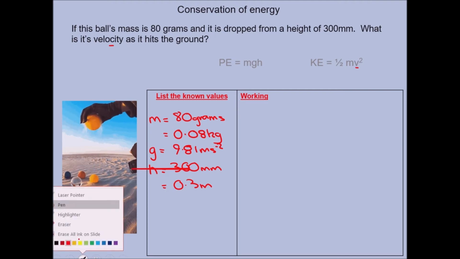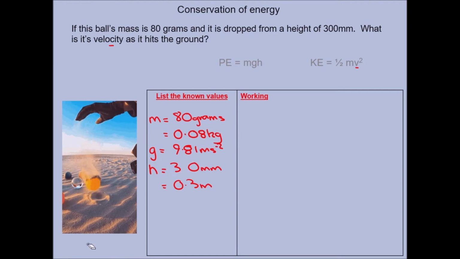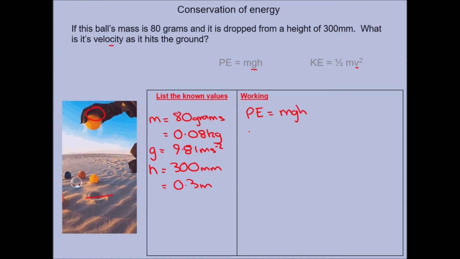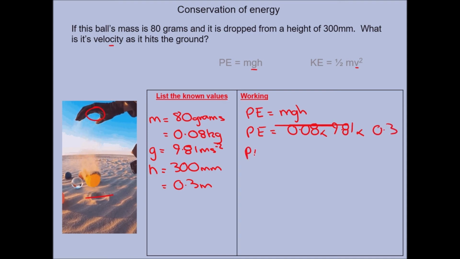Okay, so we've got some values, so we can start to have a little think about what we're going to do to solve this problem. First thing I'm going to do is take the formula for potential energy. So I've got an object at this height, it drops, it then has a velocity. So I'm going to find out what the potential energy is in that object. So I've got mgh, so P equals 0.08 times 9.81 times 0.3. I'll give you a minute, you can stick that in your calculator.